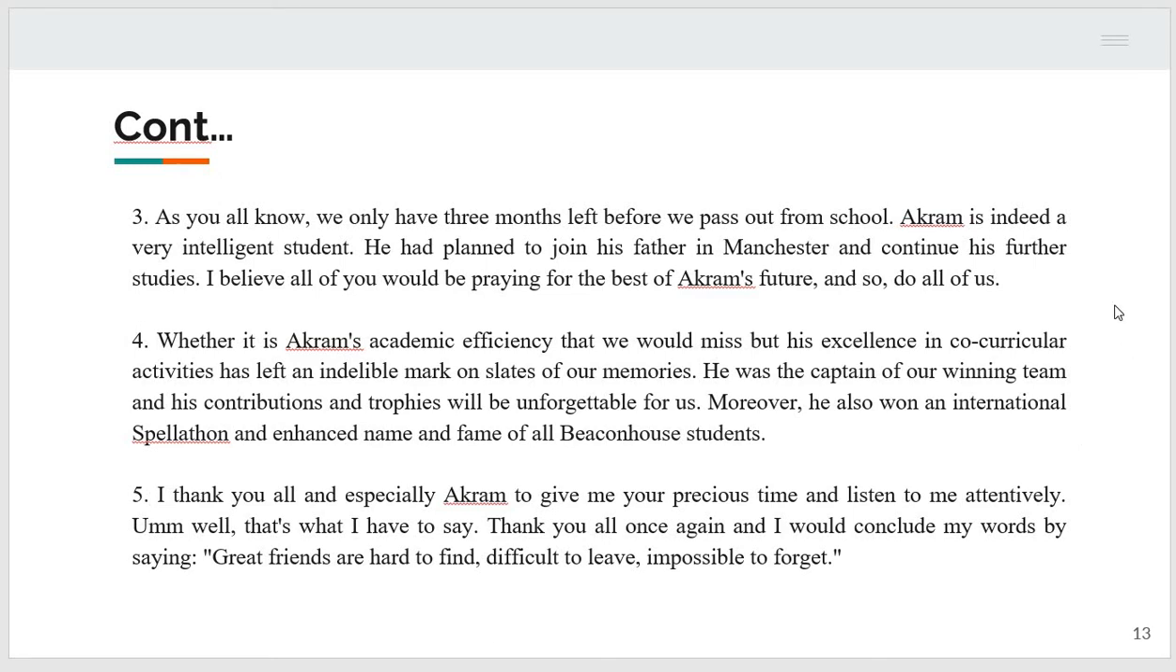As you all know, we only have 3 months left before we pass out from school. Akram is indeed a very intelligent student. He had planned to join his father in Manchester and continue his further studies. I believe all of you would be praying for the best of Akram's future, and so do all of us. Whether it's Akram's academic efficiency that we would miss, but his excellence in co curricular activities has left an indelible mark on the slates of our memories. He was the captain of our winning team, and his contributions and trophies will be unforgettable for us. Moreover, he also won an international spellathon and enhanced name and fame of all Beacon House students.